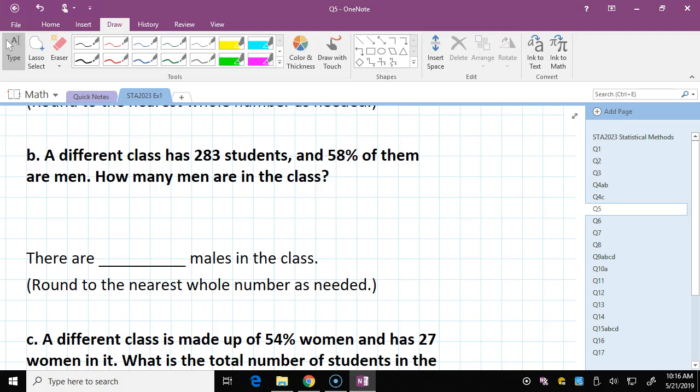So, part B. A different class has 283 students, and 58% of them are men. How many men are in the class? So how do I get that? There you go. Turn that percentage into a decimal. What would this be as a decimal? 0.58. And we're going to multiply that times the 283.